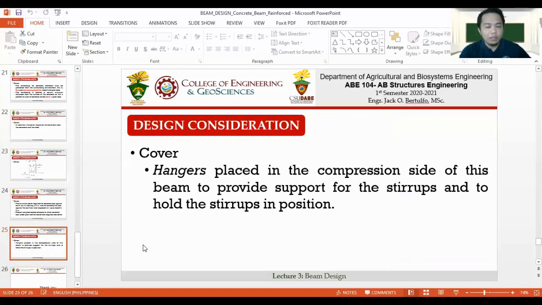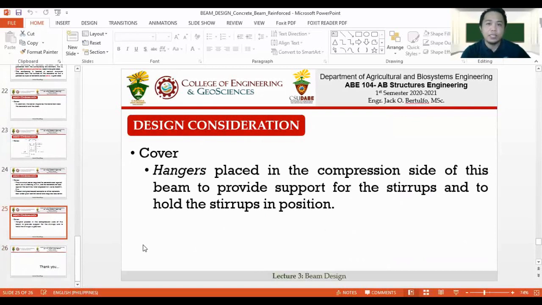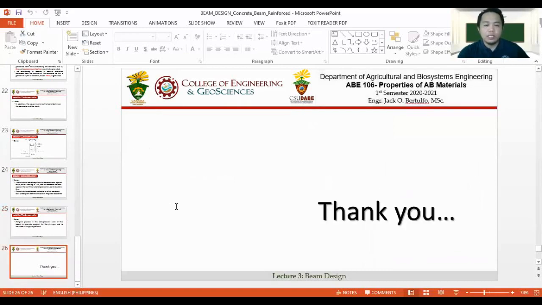Okay, so I think that's all for the basic design considerations. We will discuss the other design considerations in our topic for construction materials. In our next topic, we will discuss the procedure and how to design a basic reinforced concrete beam. We'll show you the formula and also some examples for you to understand. So that's it, and thank you.